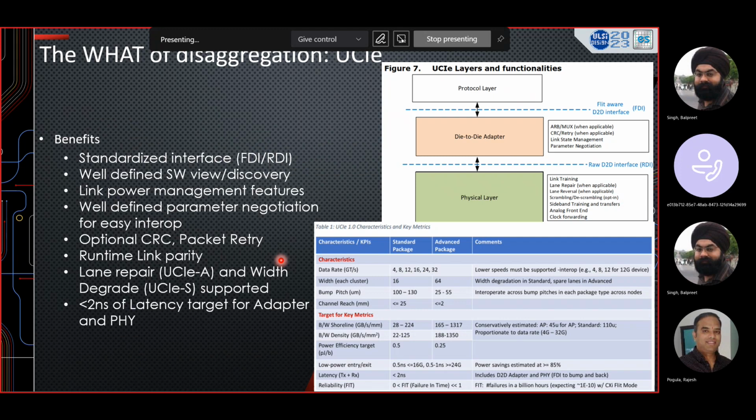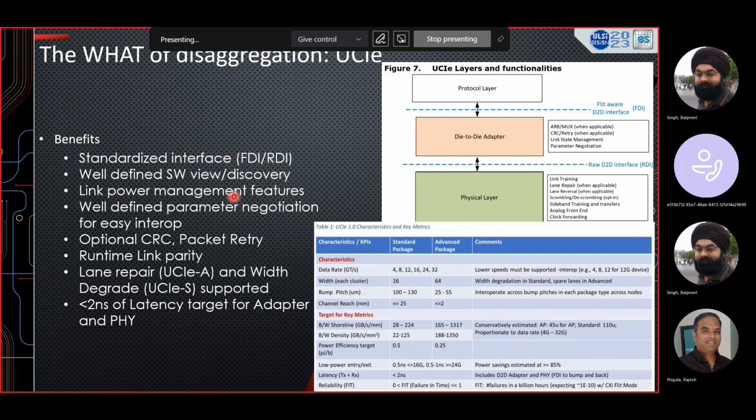A quick snapshot of the benefits of UCI, and you will see that it takes care of a lot of the challenges or considerations that we talked about earlier. It provides a standardized interface. We talked about the RDI and FDI. It has a very well-defined software view and discovery, similar to CXL and PCIe. So it allows your software to discover how many die-to-die links you have in your product, because it can change from SKU to SKU. So you can have your software stack discover all the different links that you have in your solution.